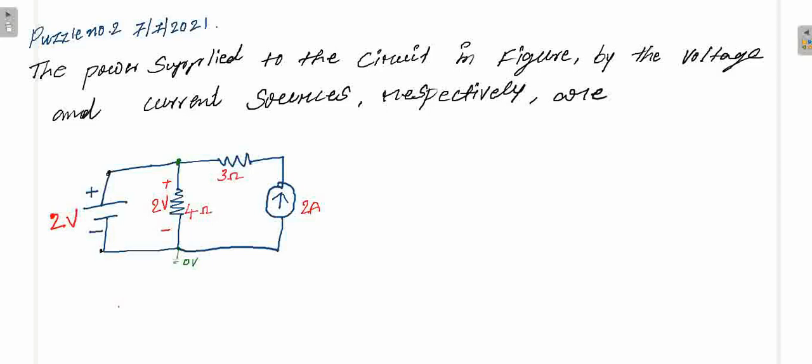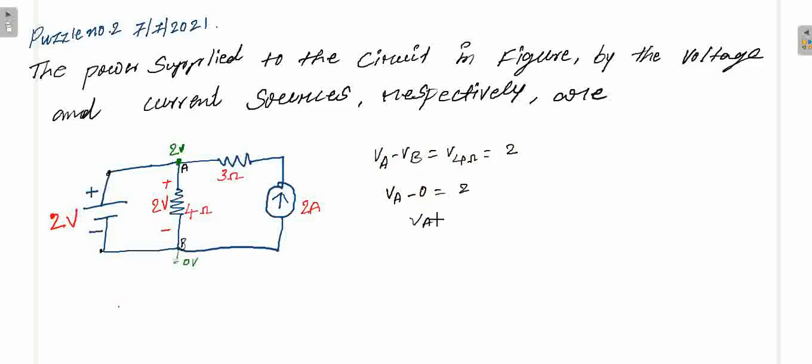Here it is 0. If I consider this as point A and this as point B, the current always moves from higher potential to lower potential. VA minus VB is nothing but your voltage drop across your 4 ohms, that is equal to 2. So if VB is 0, then VA becomes 2 volts.